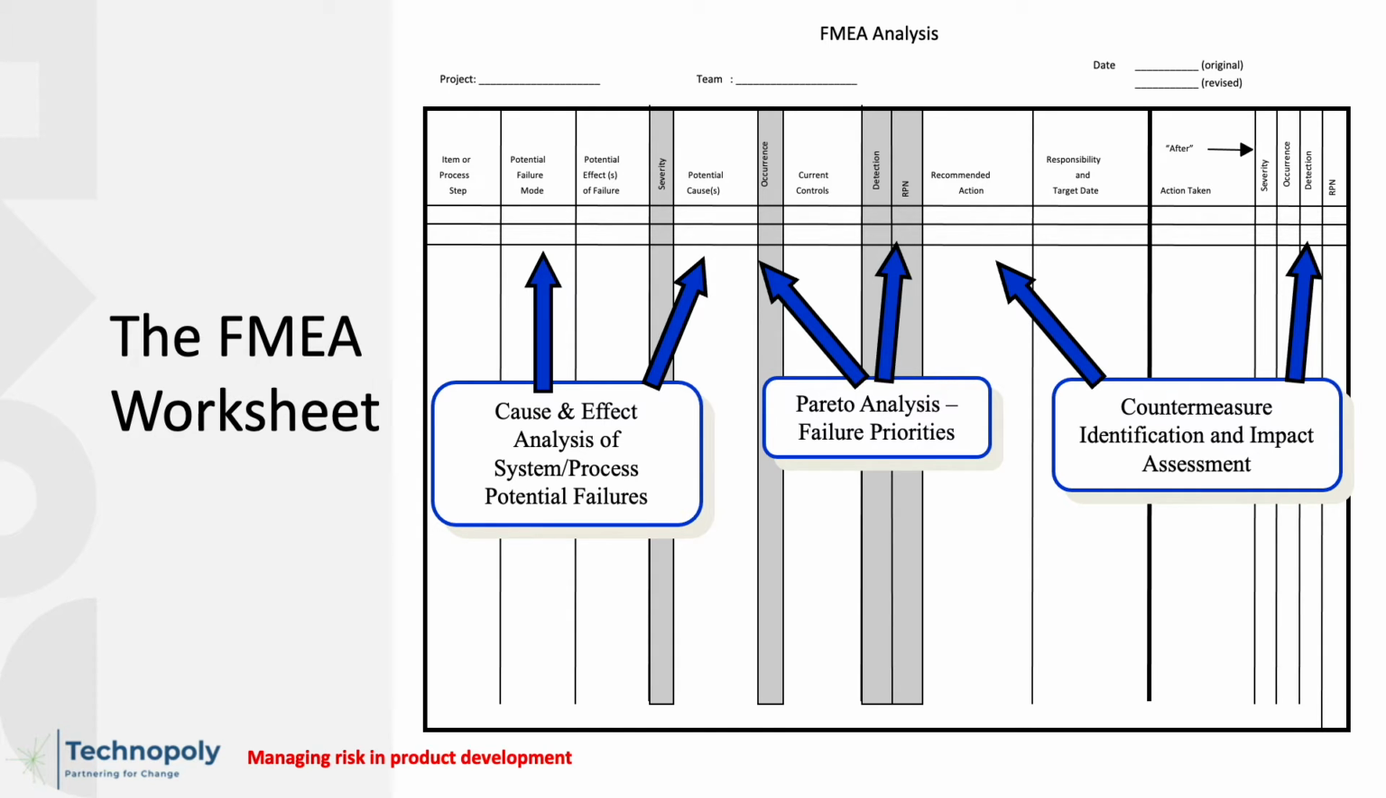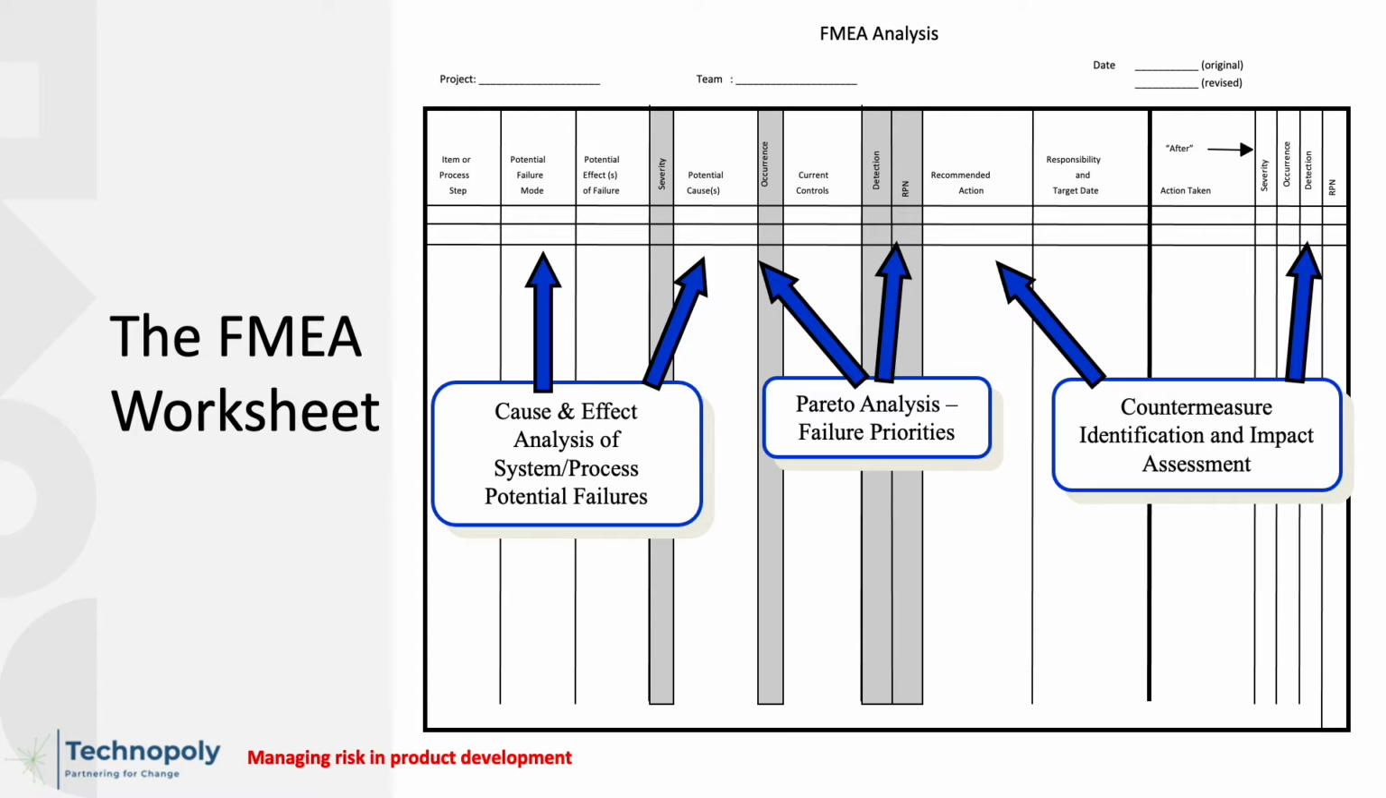FMEA is best understood by starting with its worksheet. A typical FMEA worksheet would have the following major sections. The first section covers, on your left, what we call the cause and effect analysis. This is where we talk about the potential cause of a particular item or object in your design and the effect of that object when the risk or the failure happens. The second part is trying to do what we call a prioritization of our failures by evaluating them.